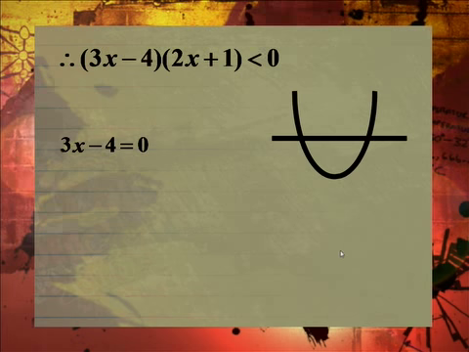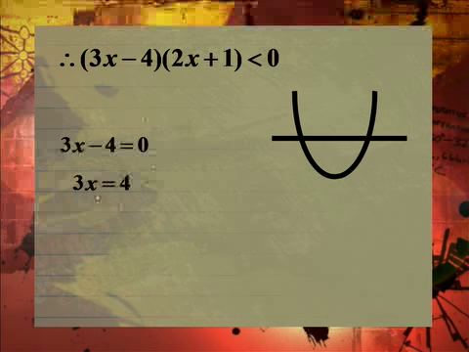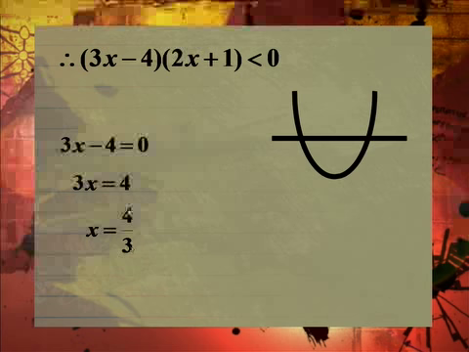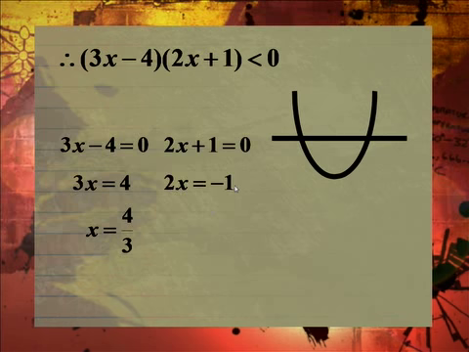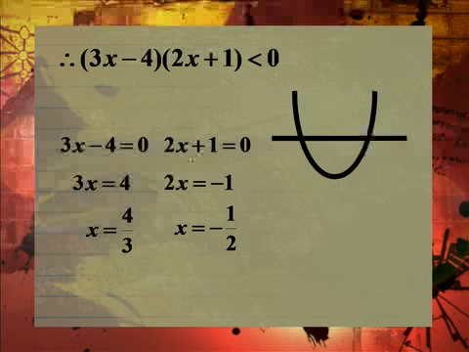Put the brackets equal to naught. Bring that across. 3x, bring it across, becomes 4, and then divide both sides by 3, giving you 4 over 3. 1 1/3 is also okay. Then what about 2x plus 1? 2x is -1, x is -1/2. Remember, you always do that. Now place these x values onto the little number line, on your x-axis. So -1/2 first, and 1 1/3 or 4/3 goes there.